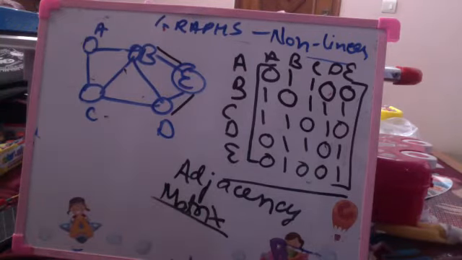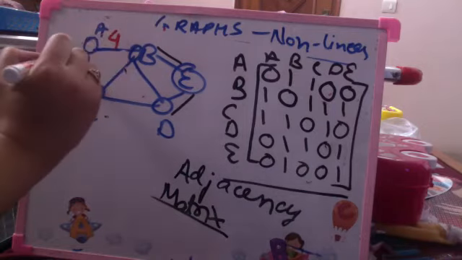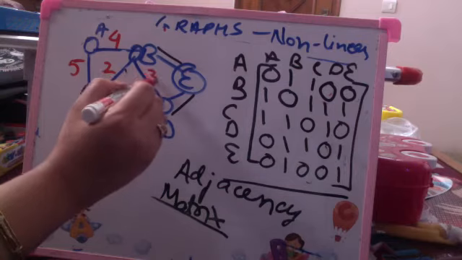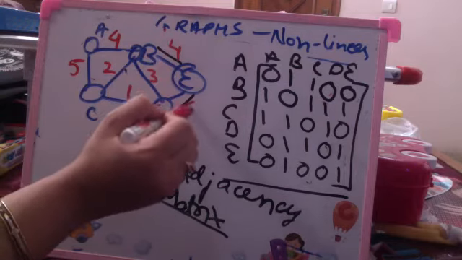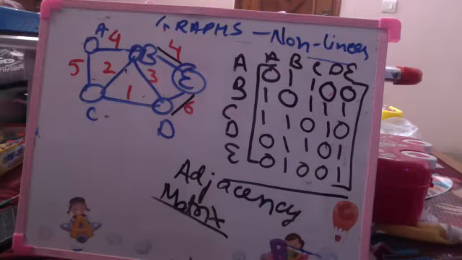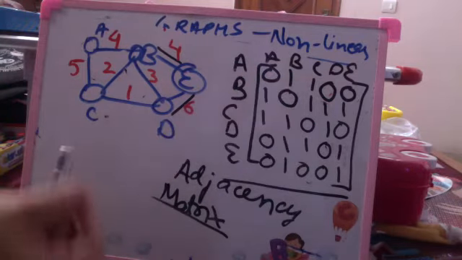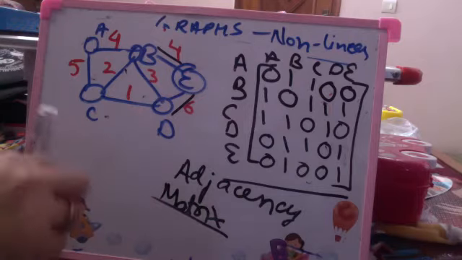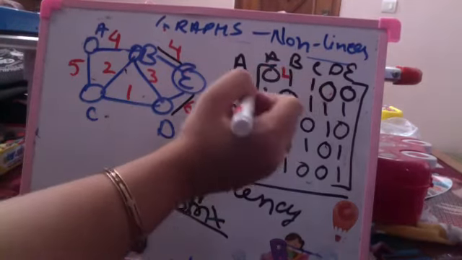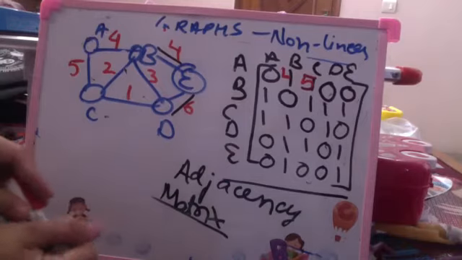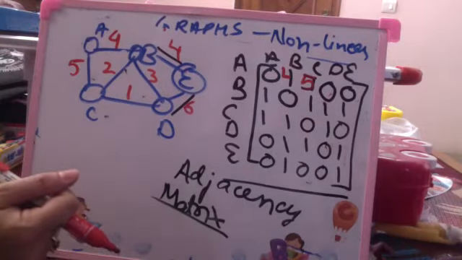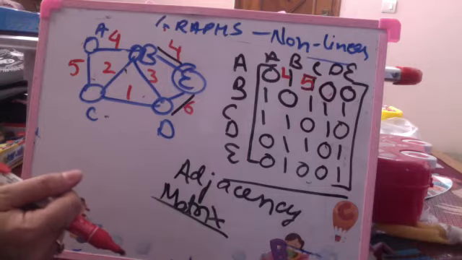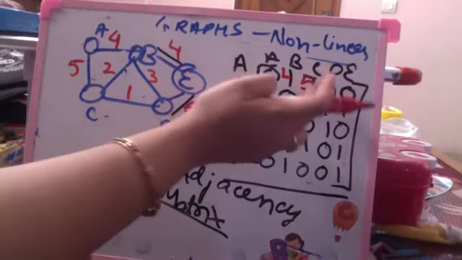Now, supposedly, I add weights to the graph. In that case, instead of storing 1, I will directly store the weight in the adjacency matrix. So A to B will store 4. A to C will store 5. Any non-zero value in the adjacency matrix represents an edge or an adjacent node. And in case it is a weighted graph, I can directly represent the weight here.